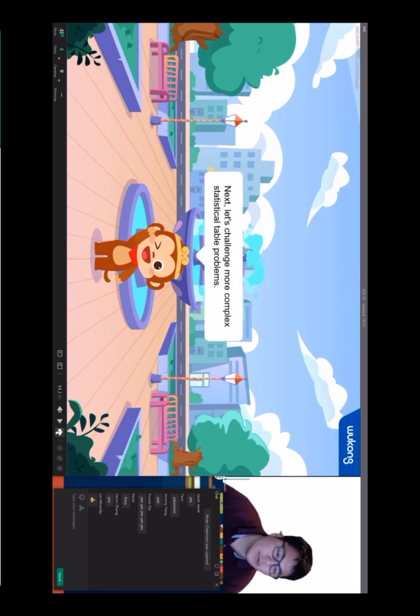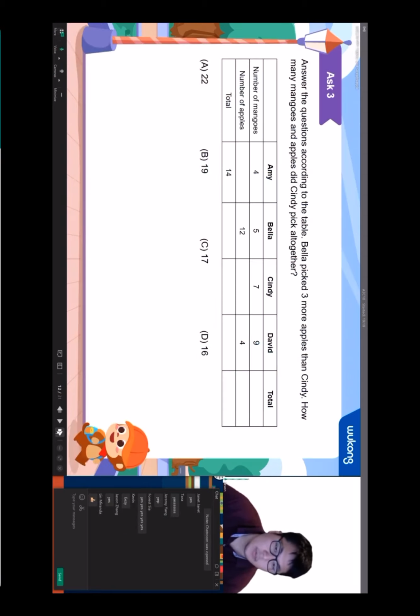So now let's have a look at more complicated tables. So have a look at this one, guys. So we need to answer the following questions according to the table. Bella picked 3 more apples than Cindy. Okay. And how many mangoes and apples did Cindy pick altogether? So, okay. Let's have a look, guys. Bella picked 3 more apples than Cindy.